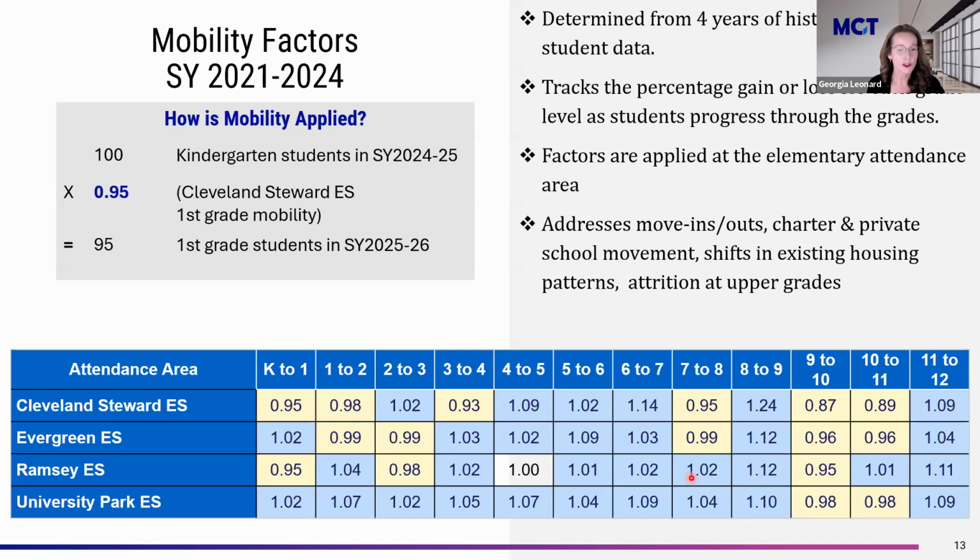Otherwise, when I look at this chart, I see very, very stable numbers. You have pockets of growth, very few pockets of small drops. And then you've got one that has just maintained the same, historically speaking. And so a pretty stable mobility.